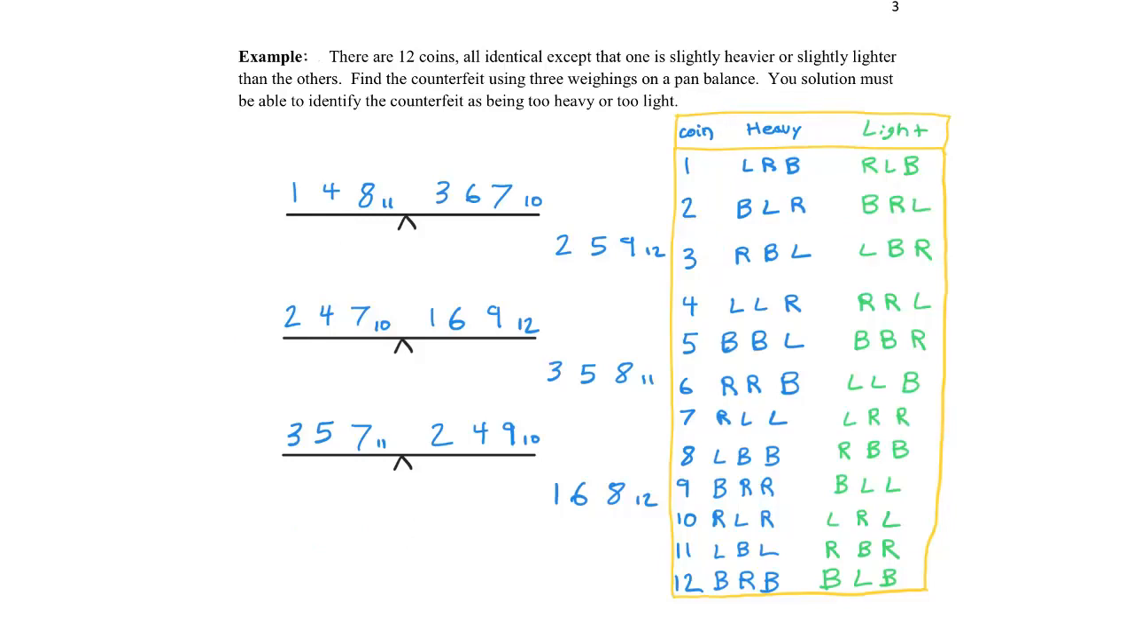So this has been a summary of the shifting trick on how to produce a non-adaptive solution for 12 coins and 3 weighings.